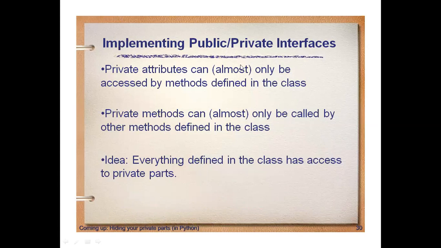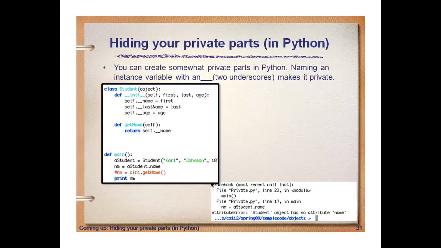Implementing public and private interfaces. What am I saying with this particular design here? Private attributes can only be accessed by methods defined within the class, right? Private methods can also be called by other methods defined in the class. The idea is that everything in the class has access to its private members. So within my class, within my lecture, every student has full permission to do whatever they want. But nobody from outside the class can interfere during my lecture to access you people or to access my lecture recordings, right? My lecture recording is a method and you guys are my attribute, right?